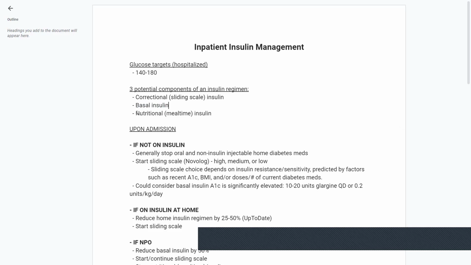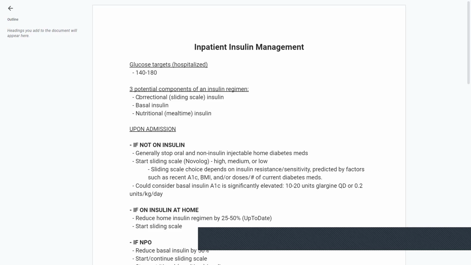And then the last component here would be nutritional or mealtime insulin. This is given during the meal or right before, and it's given without regard to whatever the current sugar is. They're probably still going to check the sugars, but it's given without regard to the current sugar.